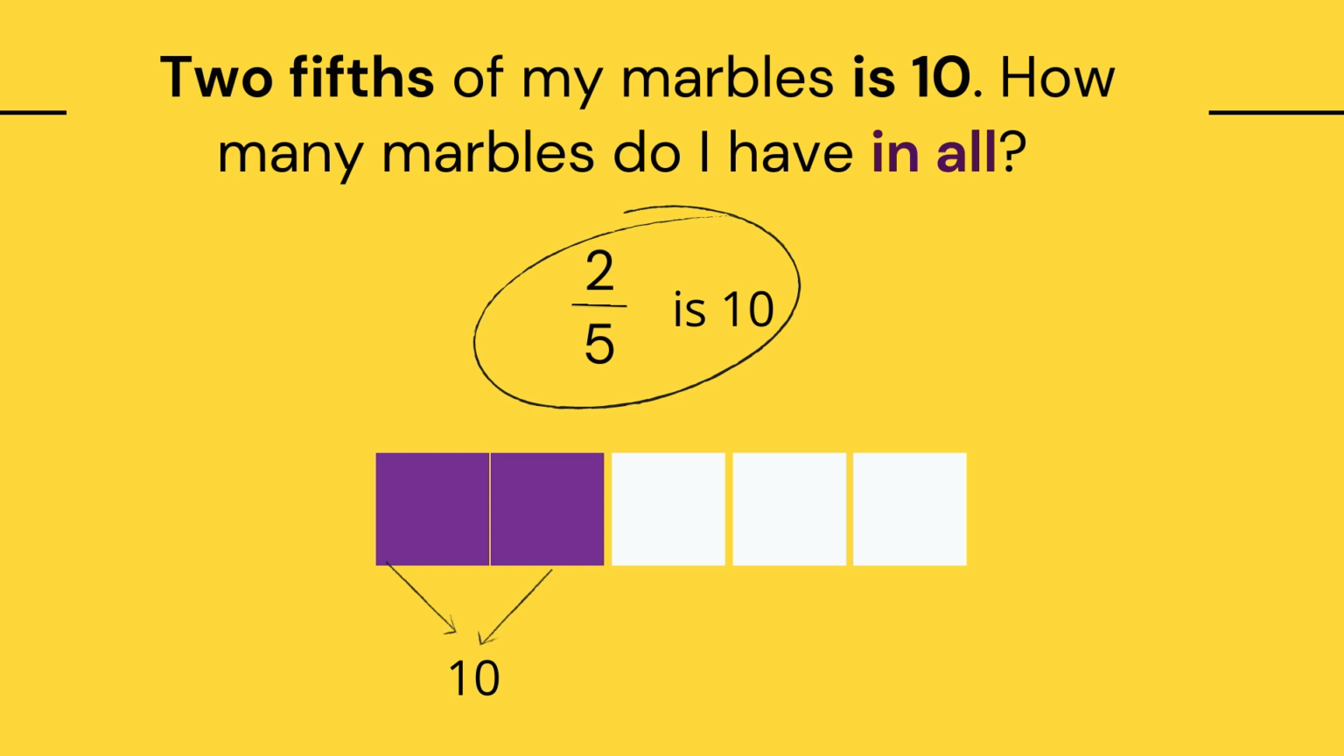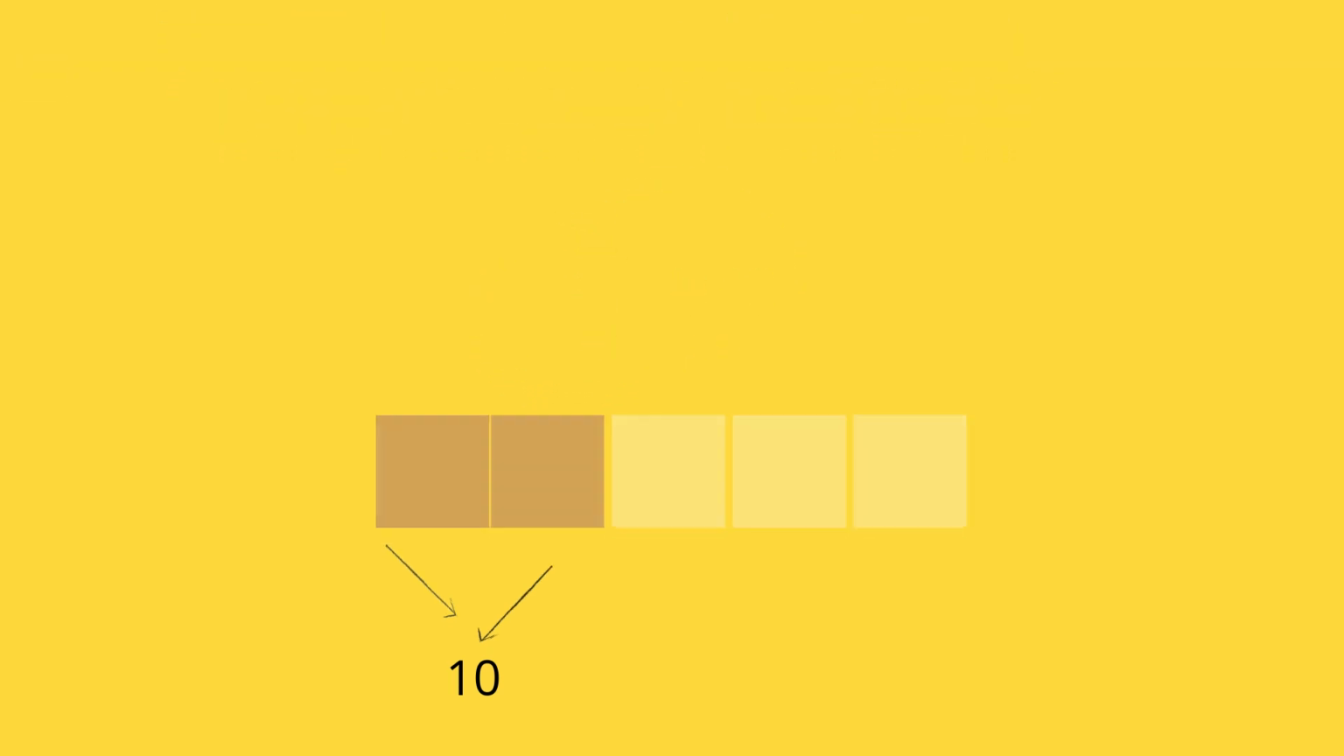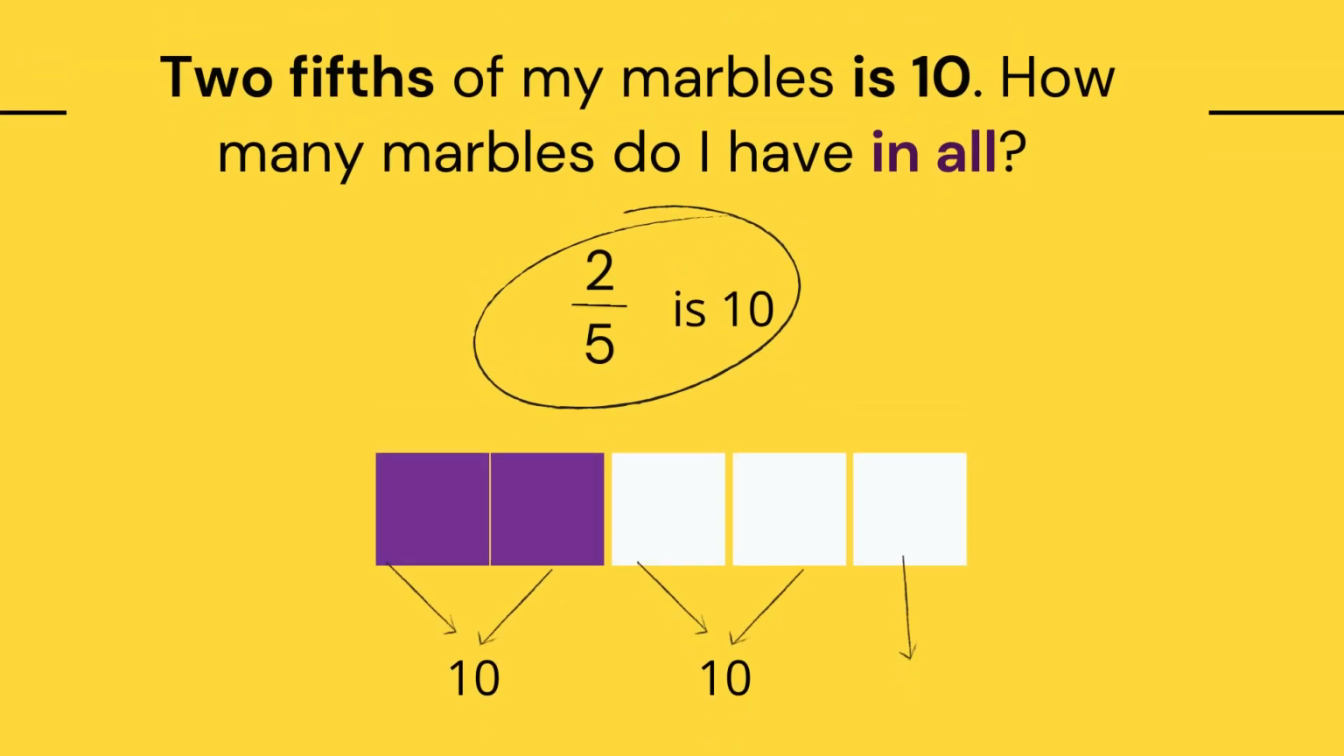Well, we can use a diagram and we can include relevant information. So here I've drawn a diagram. It's made up of 5 equal parts because it's 2 out of 5 is 10. So I know that I have 5 parts in all. So I've colored 2 parts and I'm showing that when I combine the 2 parts, I have 10. How can we use this information to determine all of my marbles?